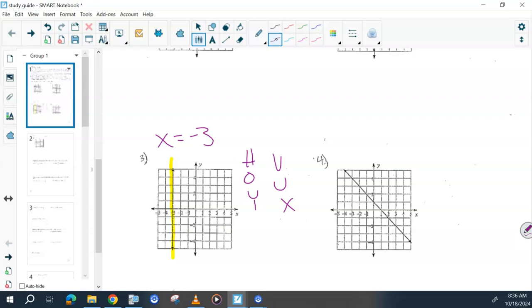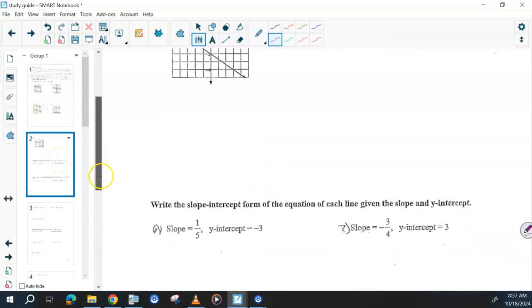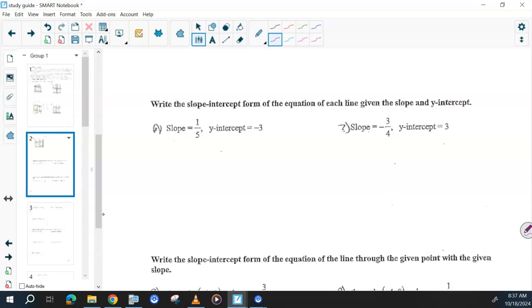Questions on the second page? Pick one. Number 6, okay. So number 6, you're given your slope and y-intercept, so you're just going to write that in slope-intercept form. Y equals 1/5 x minus 3.